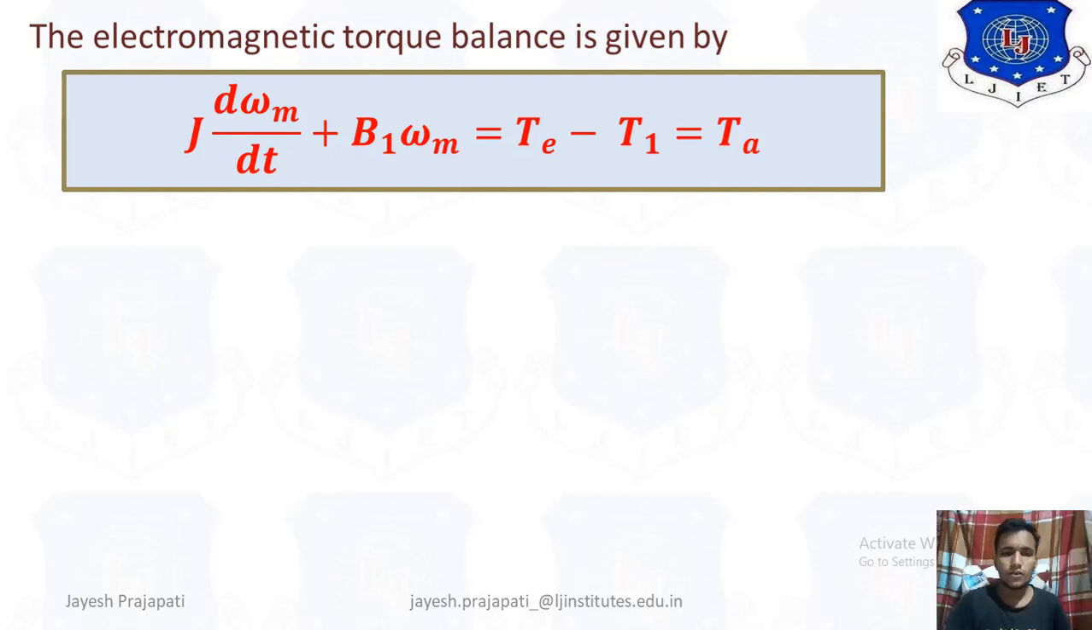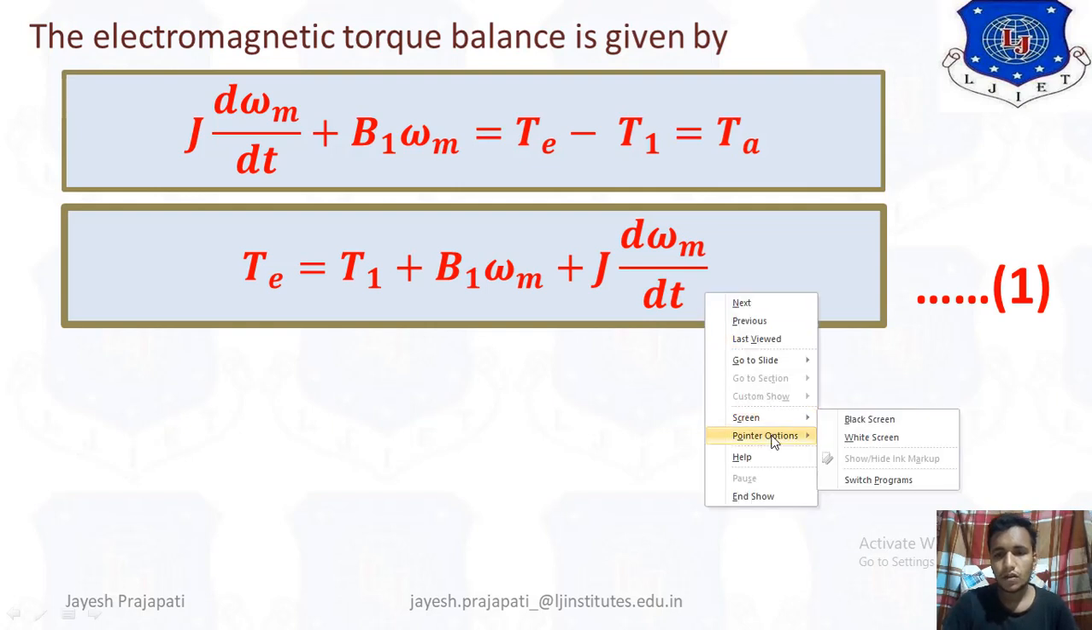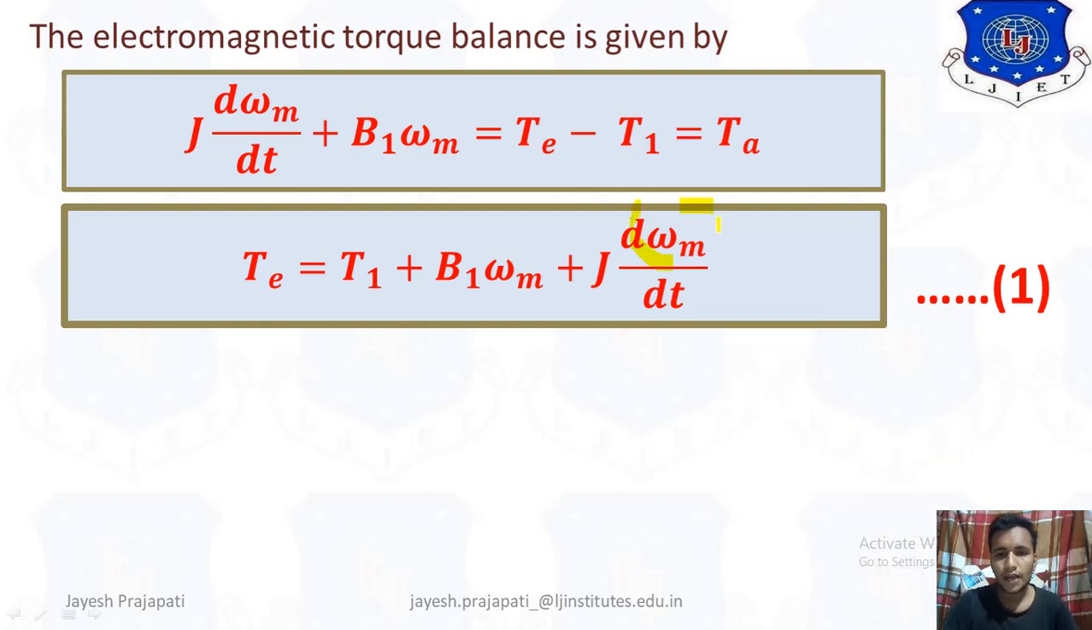In this equation, we simplify by making the air gap torque Te the subject. Te is equal to T1 plus B1 omega m plus J d omega m by dt. That is equation number 1. From this equation, we have to find out the speed omega m.